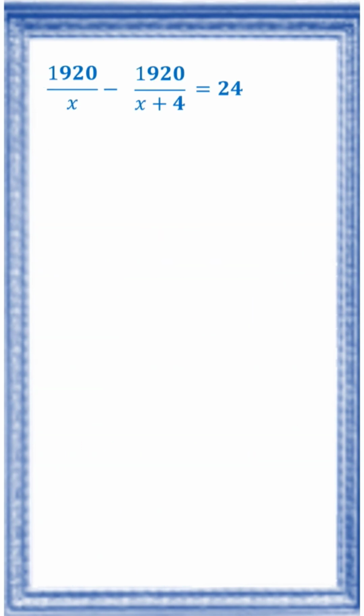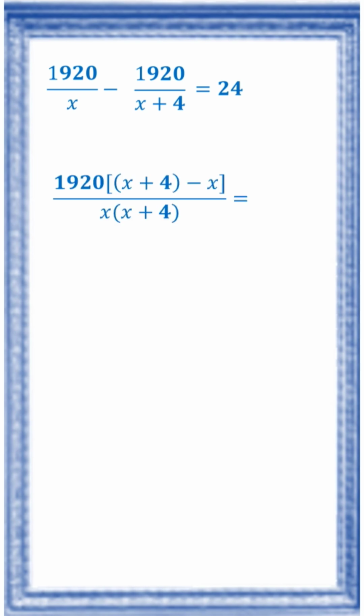Now, let us take the LCM, which is x into x plus 4. Here 1920 is common, into x plus 4, cross multiply, minus x. Here x and x get cancelled, by x into x plus 4, which is the LCM, that is equal to 24. Now 4 into 1920 by x into x plus 4 is x square plus 4x.